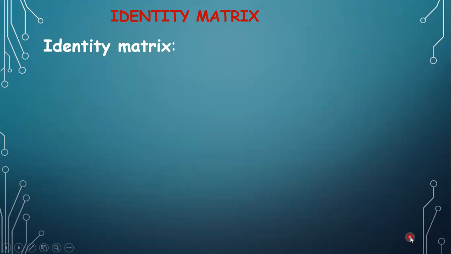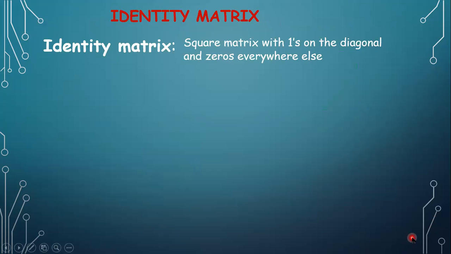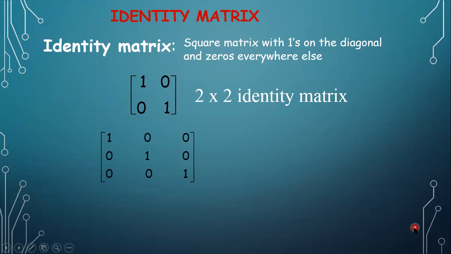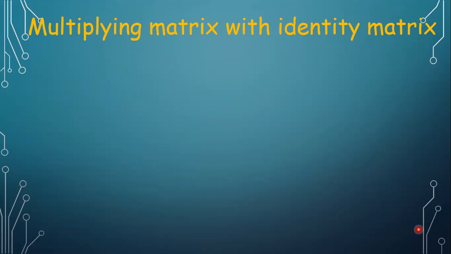We have what we call an identity matrix. So an identity matrix is a square matrix with ones on the diagonal and zeros everywhere else. So it has ones on the major diagonal and then zeros elsewhere. For example, if you look at this matrix here, this is an identity matrix. It has ones on the major diagonal and then zeros everywhere. If it is a 3 by 3 identity matrix, you can see the ones along the major diagonal and then the zeros elsewhere. So that is a 3 by 3 identity matrix.